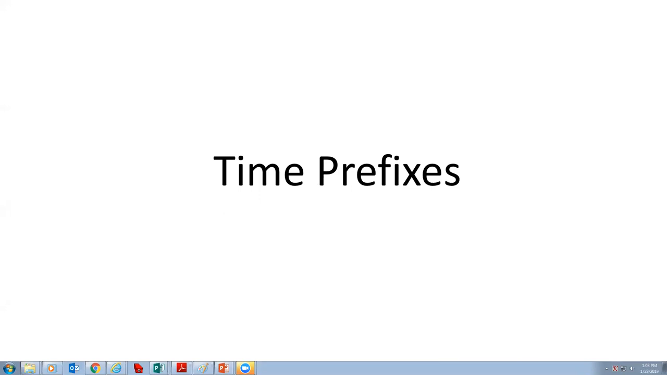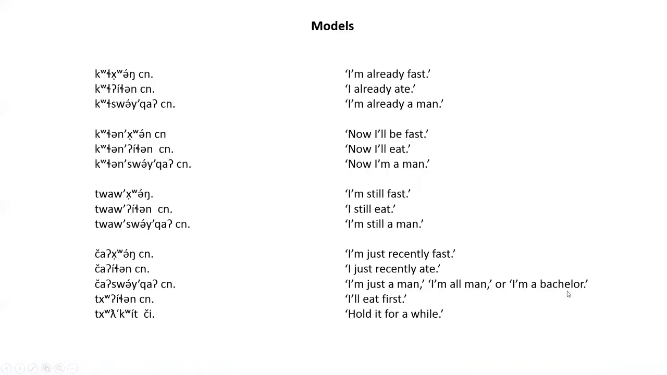In this section, we're going to go over four other time prefixes found in the Klallam language. The first one being pushlan for now, twao for still, cha for just now, and first or for a while. If we look at our models, I don't have the audio to this, so I'm just going to read it to you.